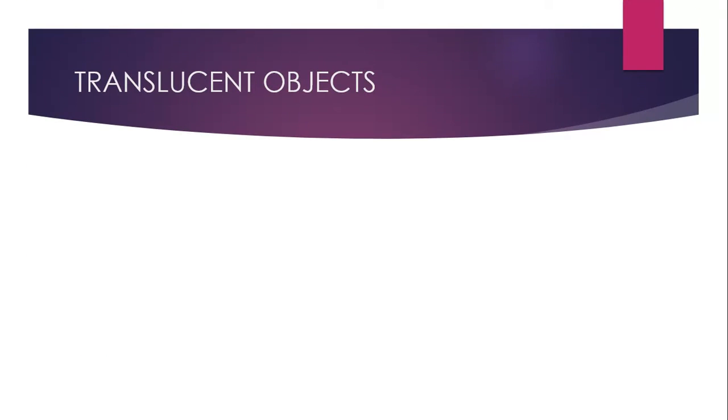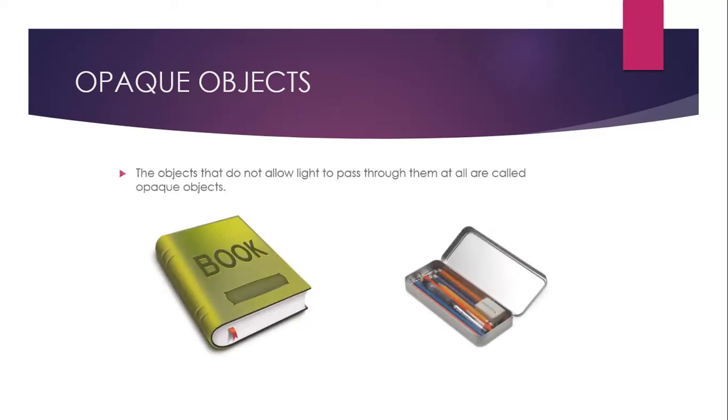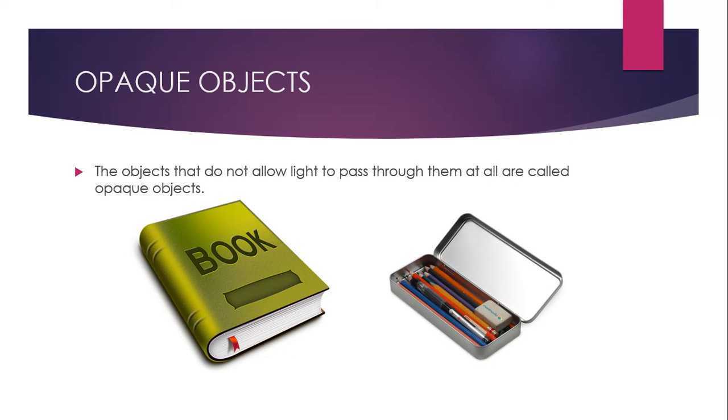Now what are translucent objects? Objects like the plastic cover allow some amount of light to pass through them. Such objects are called translucent objects. Now what are opaque objects? The objects that do not allow light to pass through them at all are called opaque objects, like book, compass box.